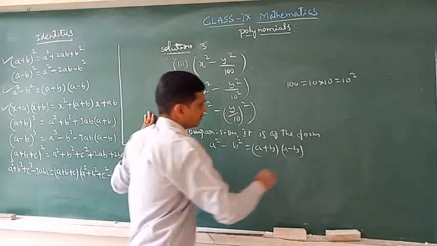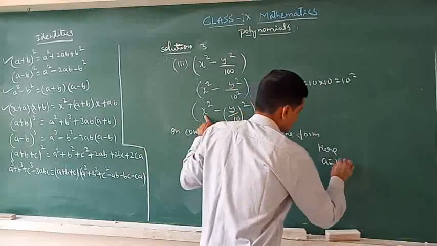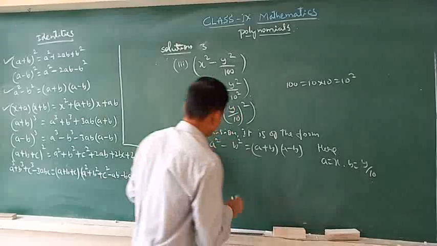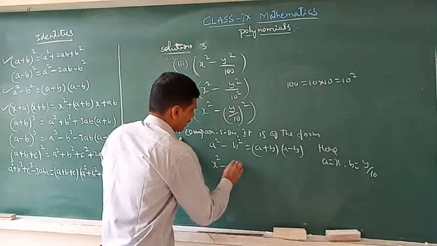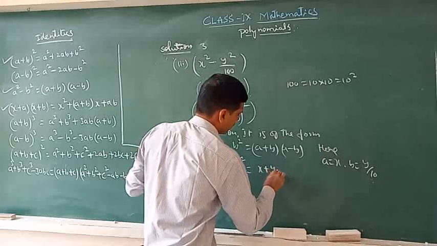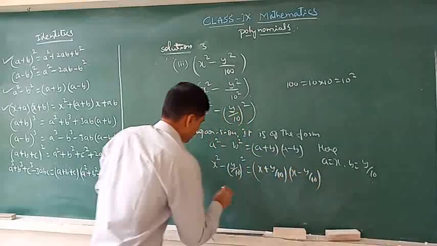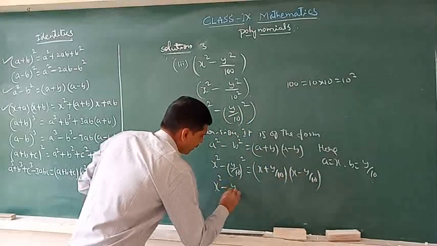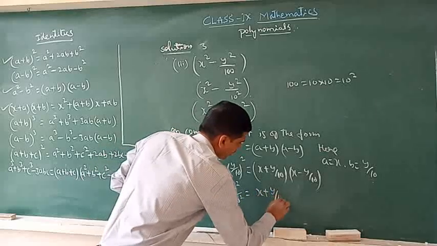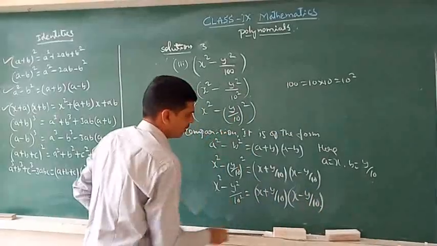After comparison, take the values a as x and b as y by 10. So therefore, here it is x square minus y by 10 whole square, it is equal to x plus y by 10 into x minus y by 10. So on simplification, we get x square minus y square divided by 10 square is equal to x plus y by 10 into x minus y by 10. So this is our required solution.